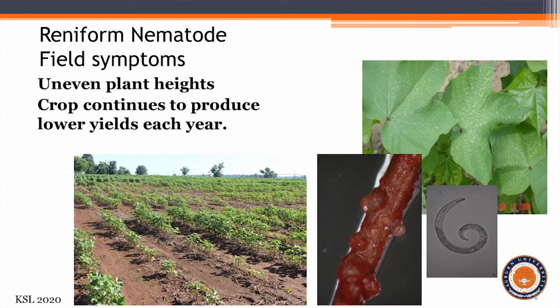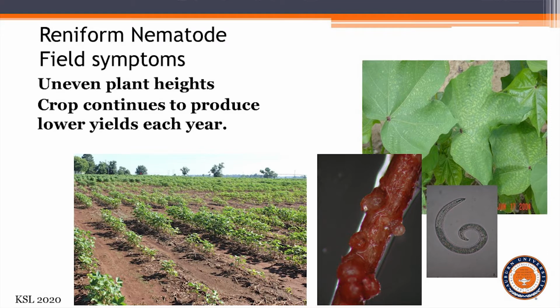On the next slide are the reniform nematodes, and they cause stunting across the field. Sometimes we call it the wave effect as the plants go up and down in height, and weeds will also move in there. Our number one symptom, though, on the reniform field is reduced yields with no idea why, and it seems to get worse and worse every year.